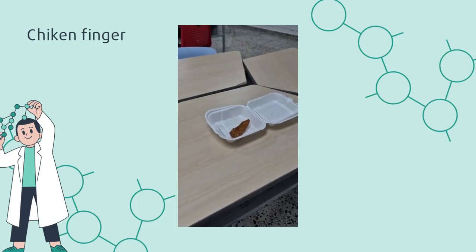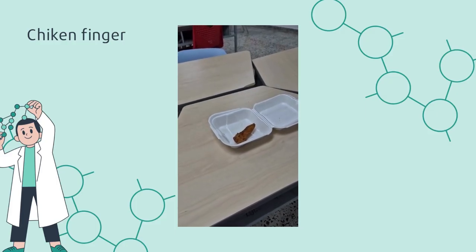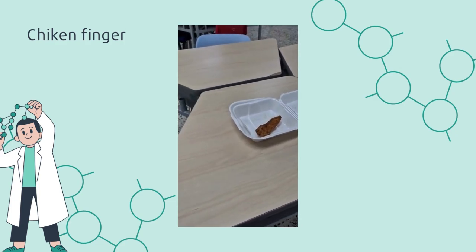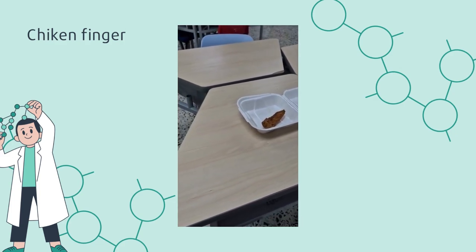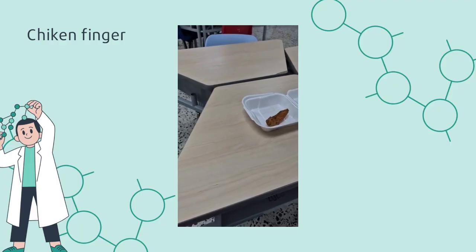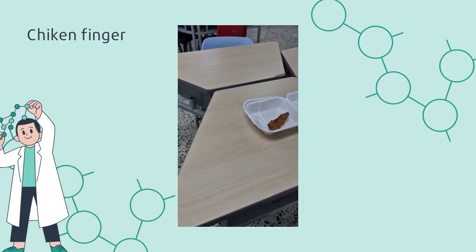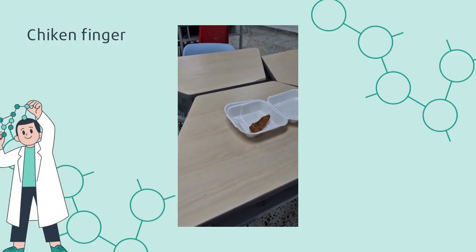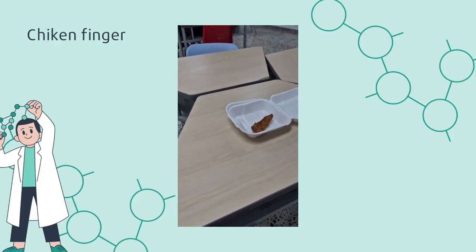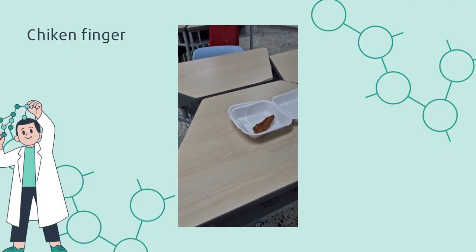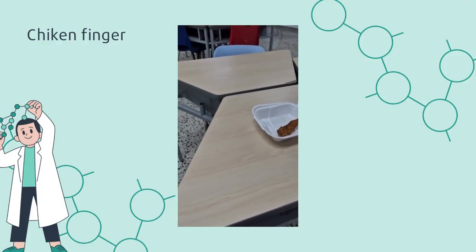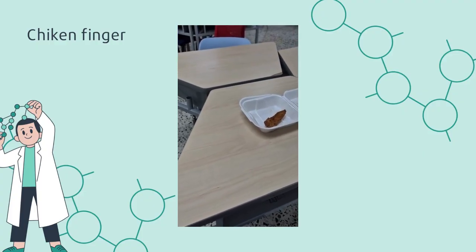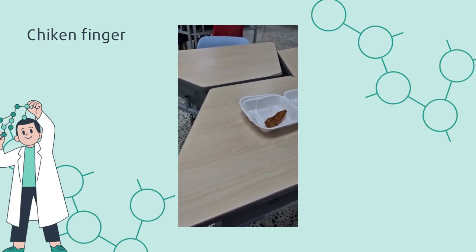So next, let's take a look at a popular food, the chicken finger. The main compounds here come from both proteins and fats in the chicken meat. Proteins are made of amino acids, which contain functional groups like amine, NH2, and carboxyl, COOH groups. These groups allow amino acids to link into long chains via peptide bonds.